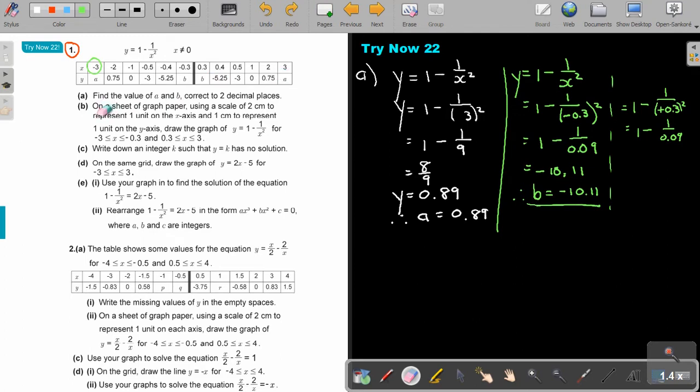Okay, so on a sheet of graph paper, using scale 2 cm to represent 1 on the x-axis and 1 cm to represent 1 on the y-axis, draw the graphs. They actually tell you from negative 3 to this, and from this to this. They cannot just make it so, because they don't want you to go over 0. That's why they block it out there. Okay, but let's go to the graph paper.